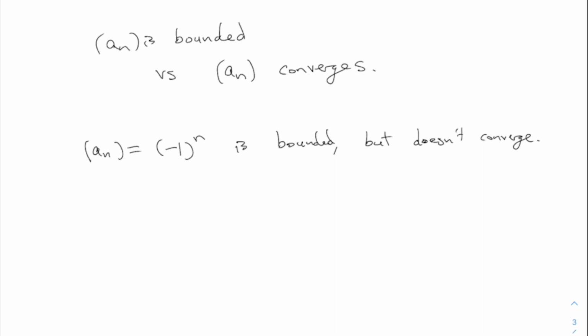So it is possible you can be bounded but not converging. Can it go the other way around? Can you be converging but not bounded? If something converges, does that mean it is bounded? Or is it possible to converge but still be unbounded?